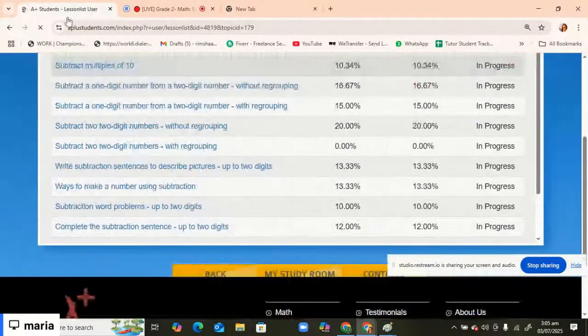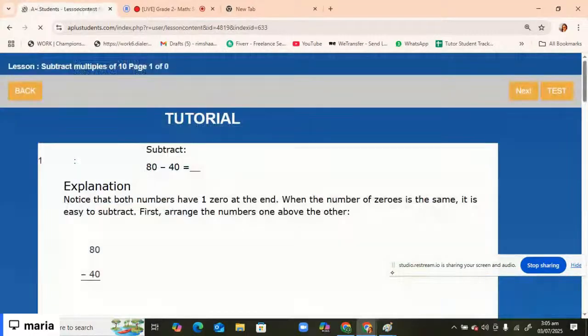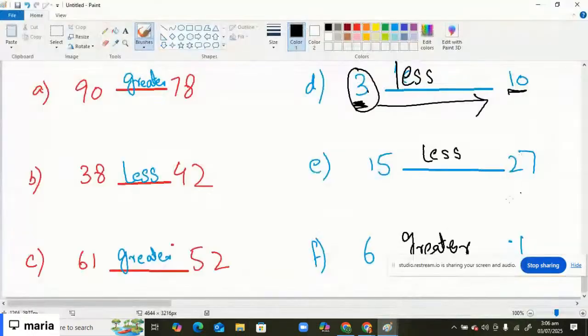So we start from the first lesson. Let's continue. Subtract multiples of 10. So how can we do this one? Notice that both numbers have one zero at the end. When the number of zeros is the same, it is easy to subtract. First arrange one number above the other. So 80 minus 40. All right, let's do it.